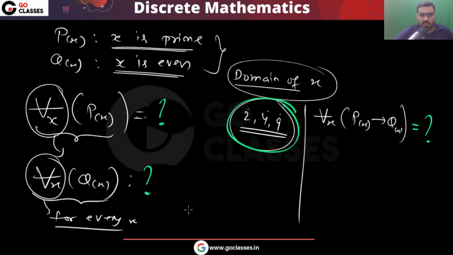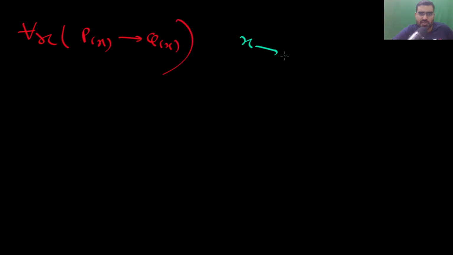Now let's see this question. So what about this one? For all x, P(x) implies Q(x). You can see this is the scope of this universal quantifier. Now what are you going to do here? If I do this, for all x, P(x) implies Q(x), for every element you are going to check this. And you know the domain of x is 2, 3, 9, 4, 9. This is the domain of x.